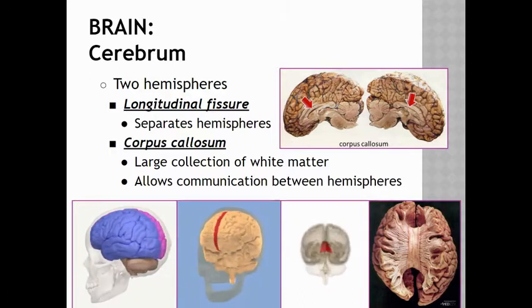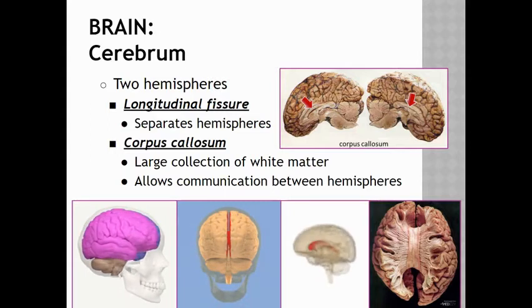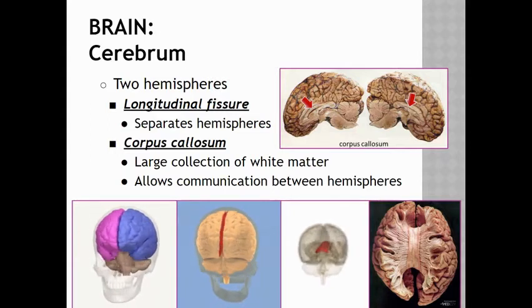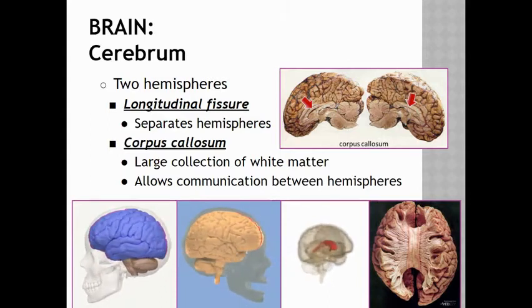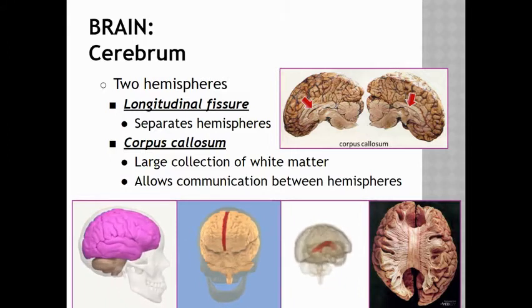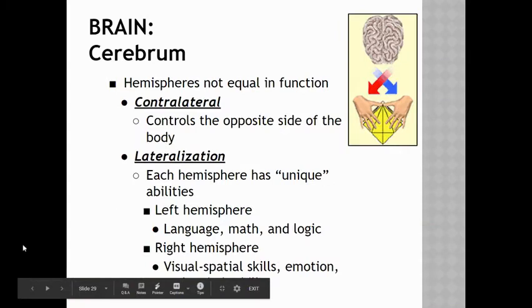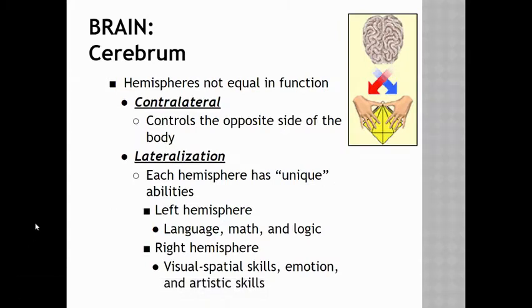The cerebrum is divided into two hemispheres by the longitudinal fissure. The corpus callosum is a large collection of white matter that's deep within the brain that allows connection between the hemispheres. The hemispheres are not equal in function. The hemispheres are contralateral, meaning that they control the opposite side of the body. So the left side of the brain is going to control the right side of the body. The right side of the brain is controlling the left side of the body.